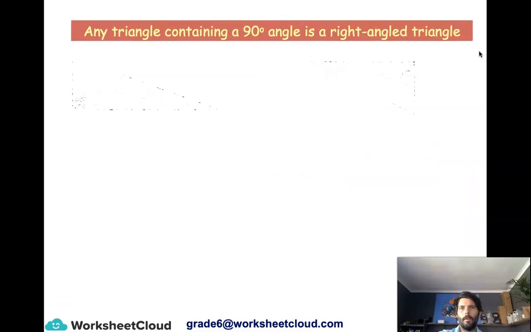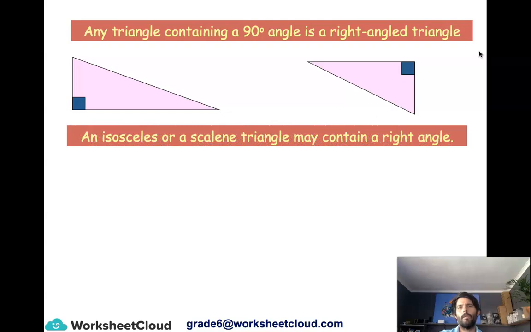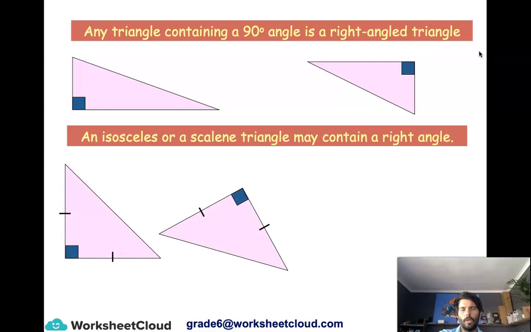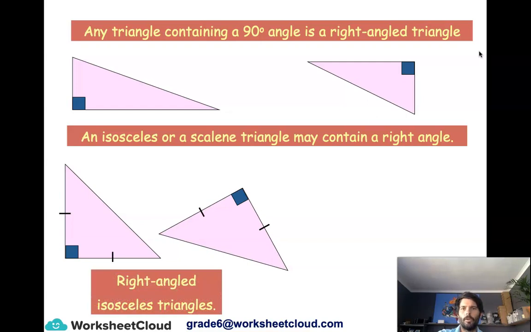Okay, any triangle containing a 90-degree angle is a right angle triangle. It doesn't matter if it's lying at an angle or what side it's on. The right angle can be, as you can see, in the bottom left corner or the top right corner. So that's a right angle triangle. And then an isosceles triangle, which we're going to get into just now, may also contain a right angle. Just quickly, an isosceles triangle is a triangle where two sides are equal, but we'll get into that shortly. So those are right-angled isosceles triangles.